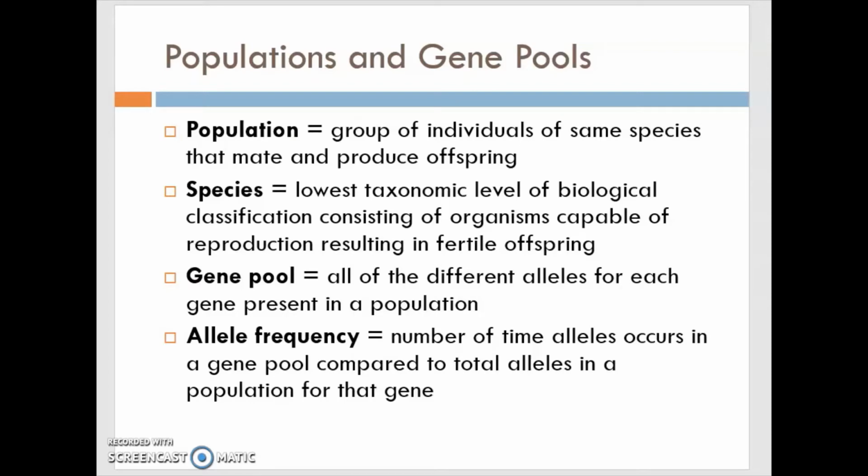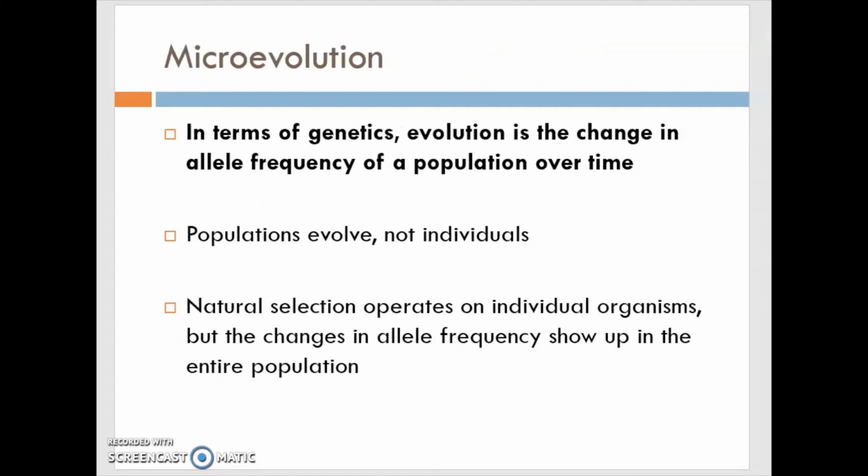And then we have the allele frequency, which is the number of times that the allele occurs in a gene pool compared to the total number of alleles. And when we look at microevolution, we're looking really at the change in this allele frequency, the change in that frequency of alleles over time. Remember that populations evolve and not individuals. Natural selection might operate on the individual organism, so an organism with an adaptation that is beneficial will survive, but the change in allele frequency is what we measure inside of a population.